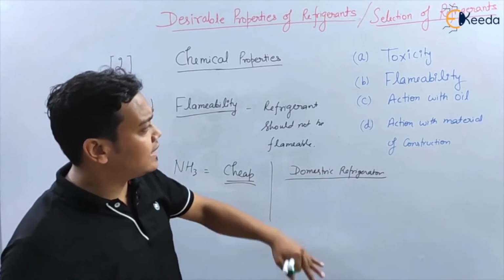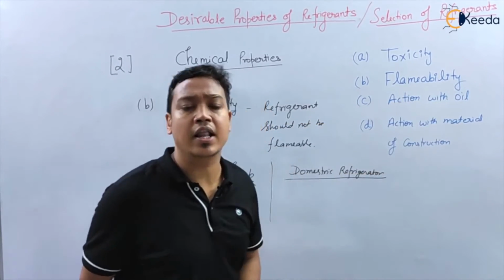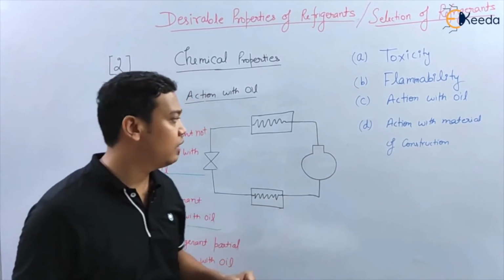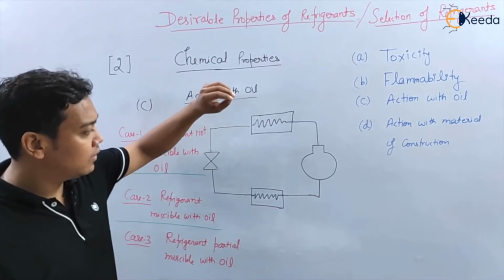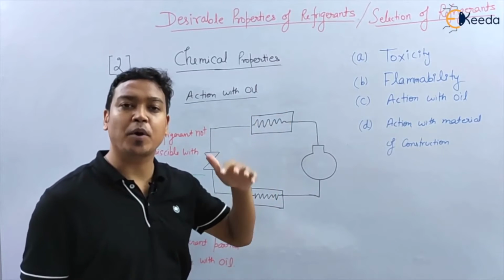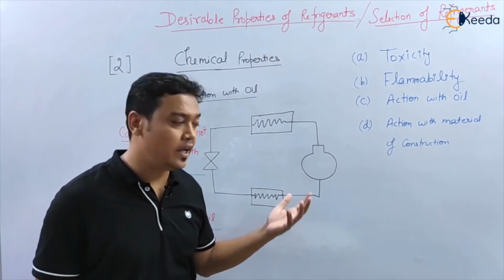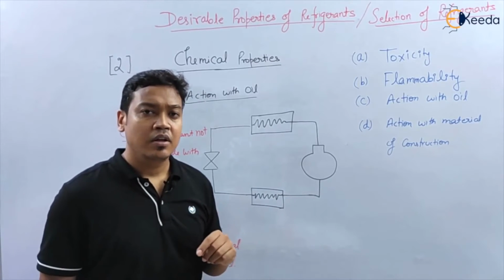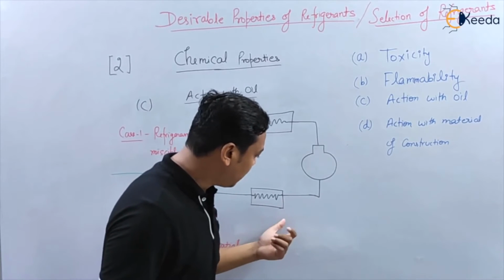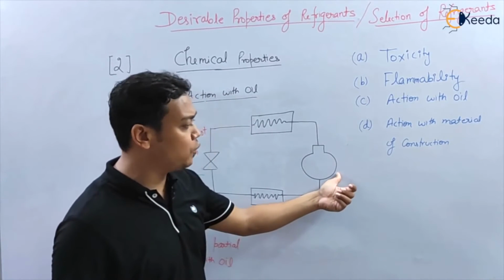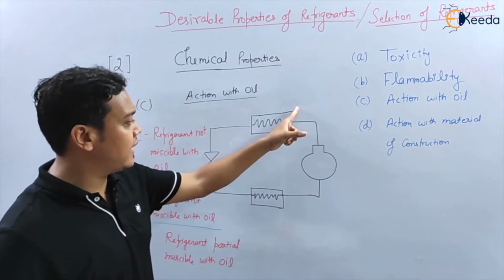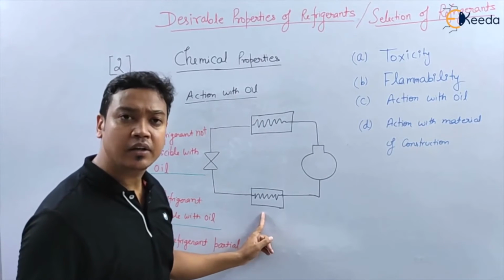Let's see the next chemical property of a refrigerant, action with oil. What is the meaning of this? In a compressor there are moving parts, so for proper lubrication we use oil in the compressor. It means the refrigerant comes from the evaporator and goes to the compressor. After the compressor, the refrigerant goes to the condenser and again comes to the evaporator.